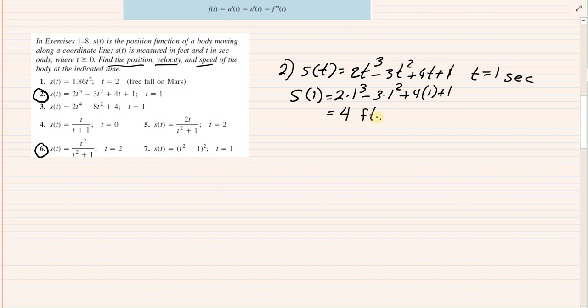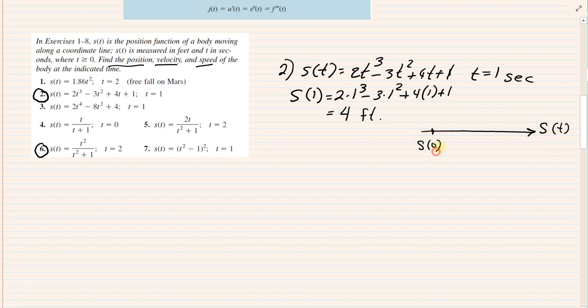Units are in feet. So it's 4 feet at t equal 1. It's the position on the coordinate line, 4 feet away. Okay, so now if I draw a sketch here, this is s of t, position at any given time.